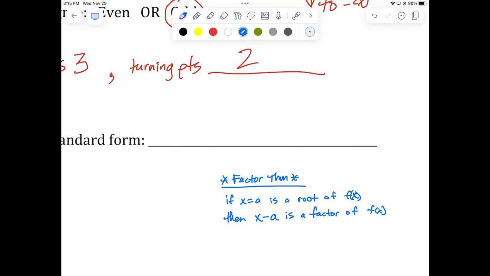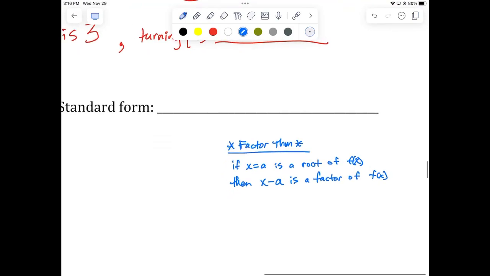If 5 is a root, x minus 5 is a factor. If -3 is a root, x plus 3 is a factor. Okay? You already know this. It works the other way around. It's actually an if and only if statement. If x minus a is a factor, x equals a is a root.